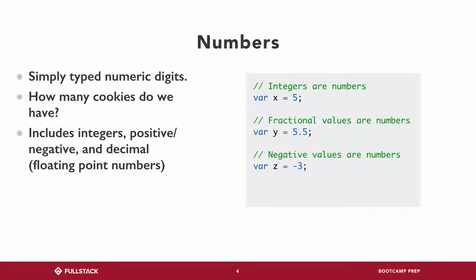So let's start with the first primitive, which is numbers. Not too much to talk about here. Negatives, fractions, decimals, JavaScript is very friendly in that regard. You can give it a decimal and it's smart enough to recognize it as a number. Same with a negative, etc.